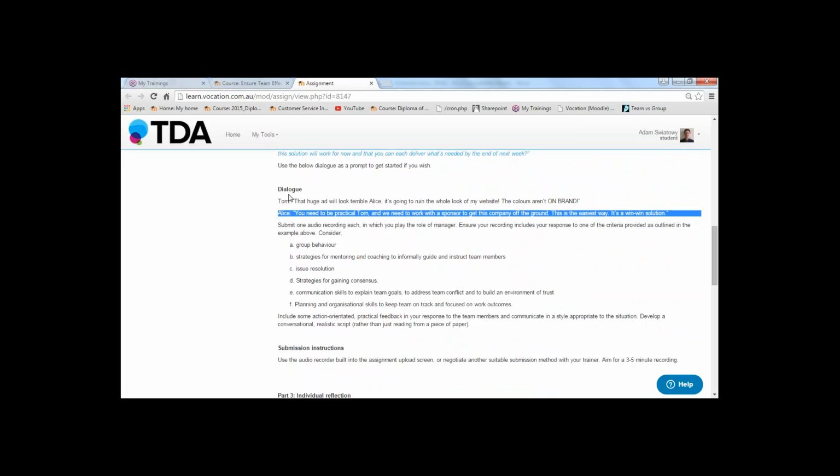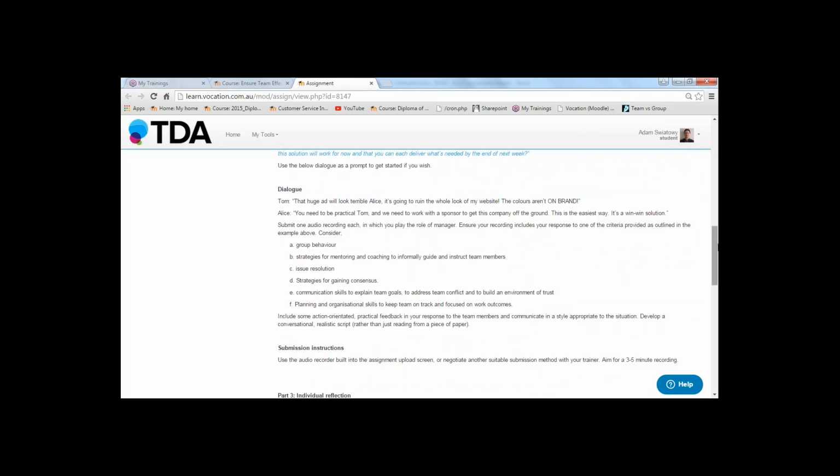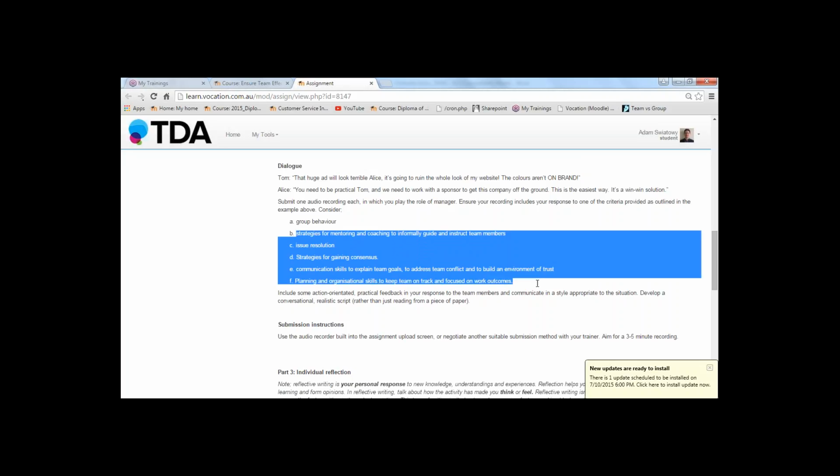If you want, use that to get you started. What we want to see is you as the team leader in this scenario, communicating with those 2 guys, with Tom and Alice, and I'm looking for these, particularly B through to F. These are the things that we want to see evidence of. I want to see evidence of coaching and mentoring. So don't just jump in. I want to see that you're asking some questions. So this is for B.